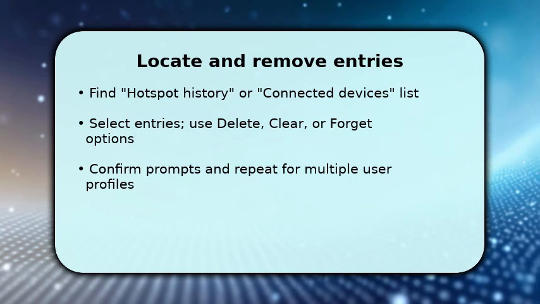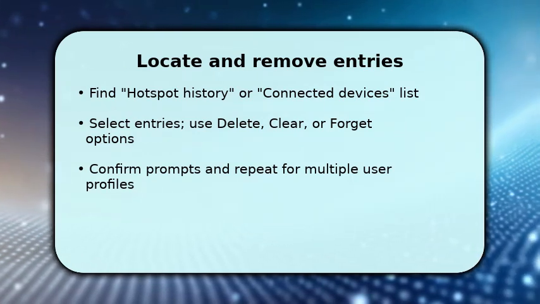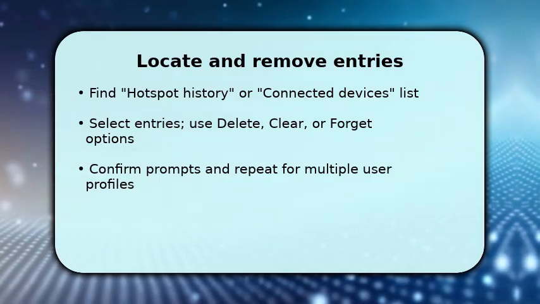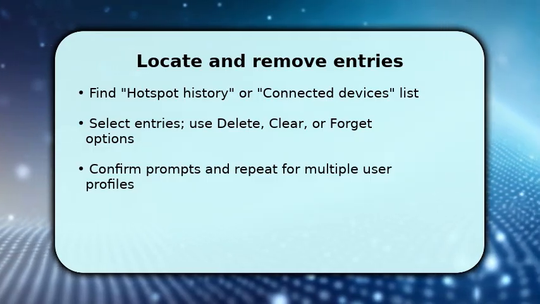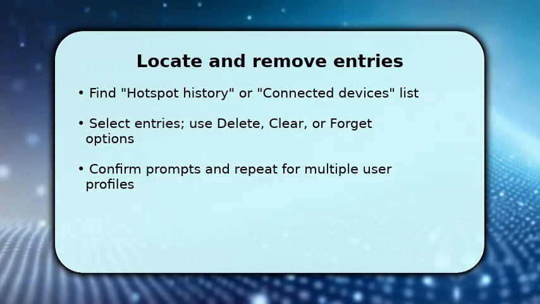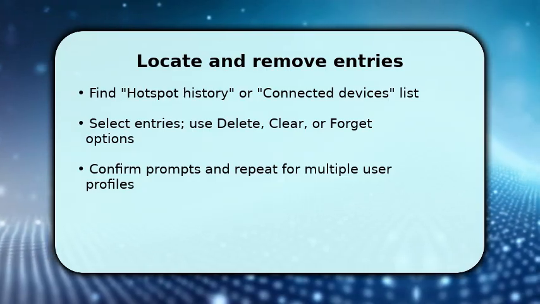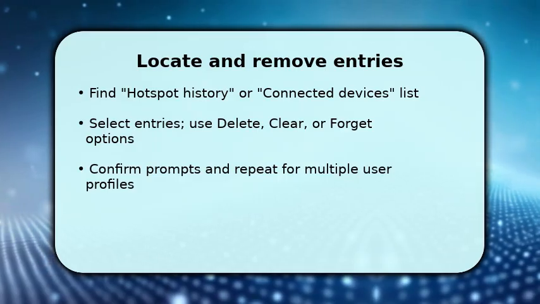You now find the hotspot history or connected devices list inside the hotspot section. Sometimes it's labeled logs or usage. Tap an entry to reveal options like delete, clear history, or forget. Use the appropriate button. If the interface supports batch selection, mark multiple items to speed the process. Also check other profiles or administrator accounts and repeat as needed.